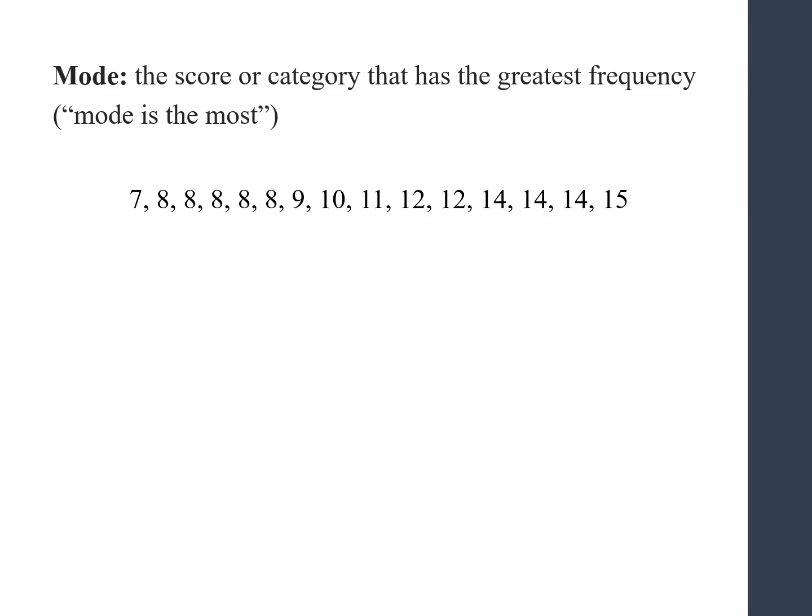Mode is simply the score or category with the greatest frequency. I like to remember it with the saying, mode is the most. For instance, looking at these scores, 8 shows up 5 times, more than any other number. So the mode is 8. I don't have any practice problems for this because students can typically solve for the mode on their own.